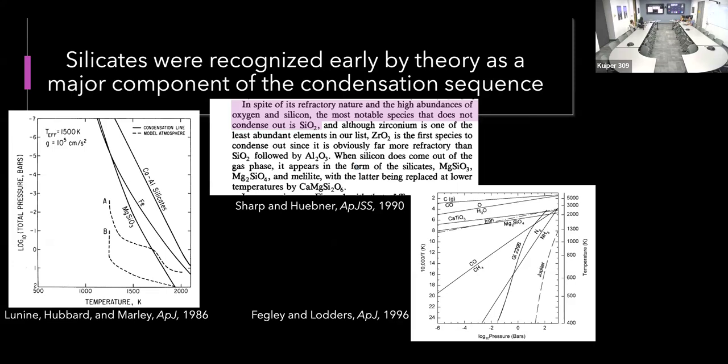If we move a little bit forward in time now, I'm showing you things from the 80s and 90s. I think everything here, except for the last plot from Fegley and Lodders, actually predates the first concrete discovery of a brown dwarf. So on the left there from 1986, we again see this figure where we're looking at pressure on the y-axis, temperature on the x-axis, and the dotted lines are different brown dwarf model atmospheres, and those solid lines are the condensation curves of various species. So we see that the silicates are dominating here.